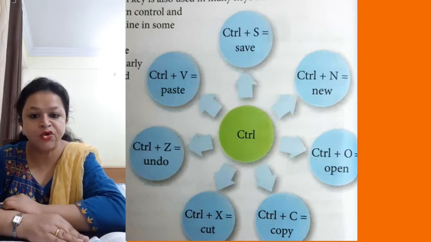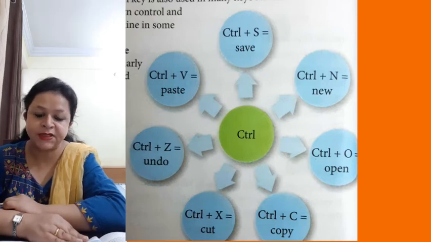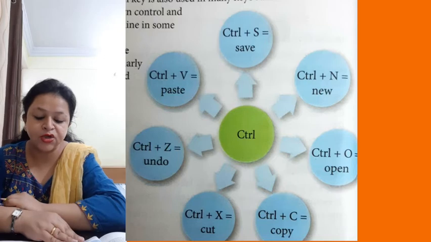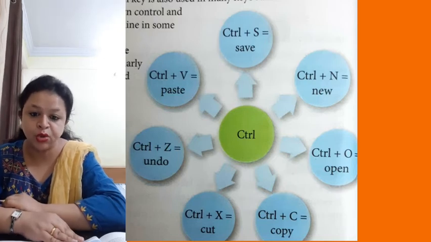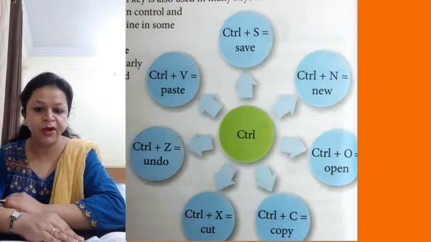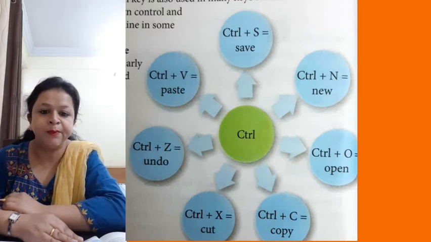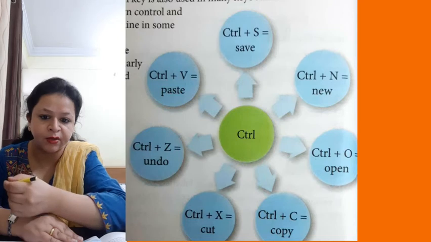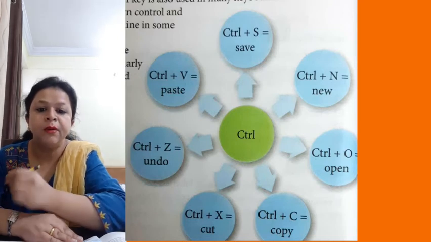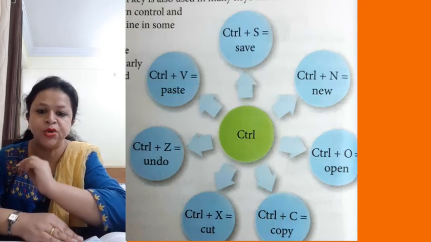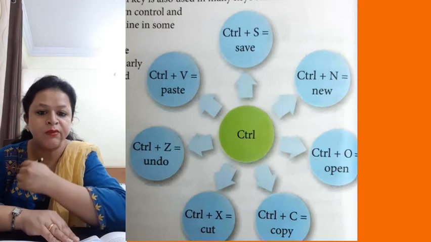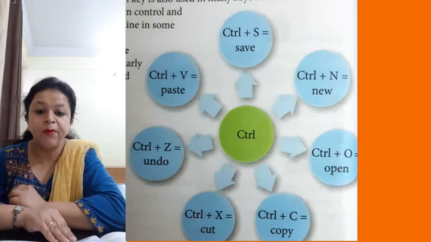If you press Control plus V, it will paste. If you press Control plus Z, it will undo. What do you mean by undo? It means that if there is something you have written or some program or something you have done, but you want to remove it, you don't want it to happen, if you press undo, it will go. Okay, Control plus X means to cut, copy, paste.